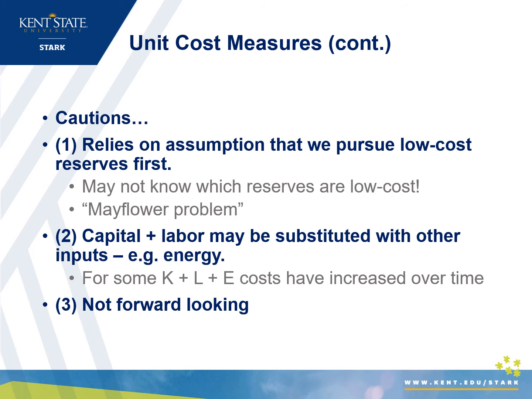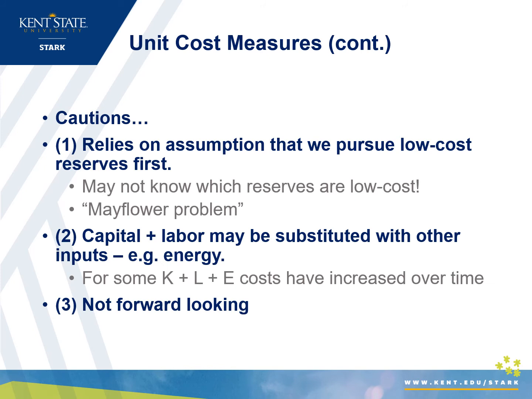Right? So first, this does rely on the assumption that we are pursuing the low-cost reserves first, where in reality we might not actually know which reserves are low cost. Right? So it might be that we see a drop in unit cost just because we happen to be getting lucky in our exploration. Oh wow, we just found a new source of this that turns out is really easy for us to exploit. We didn't know this resource existed here before.